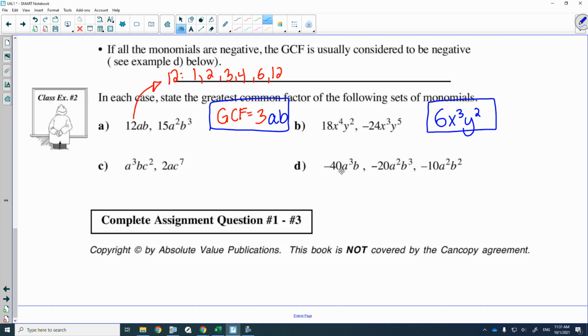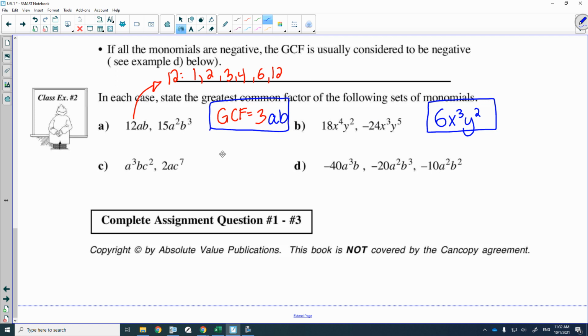I'm going to talk about the negative in this example. What it's basically going to be is if you start with a negative, you're going to pull out a negative, is how we're going to do that. So because the negative was the second term here, you just disregard it in this question.